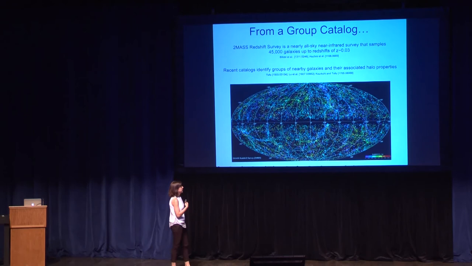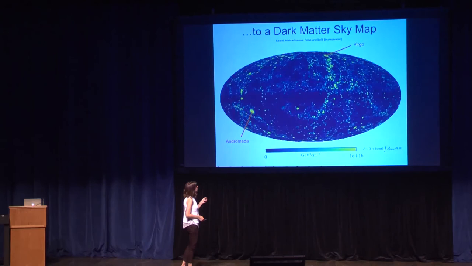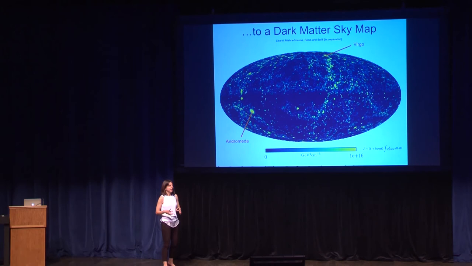So starting from this and using these group catalogs that bunch this up into the relevant galaxy groups, we can then build a dark matter sky map, which tells us where on the sky we'd expect the dark matter signal to be brightest. I really like this picture because in the perfect world where all of our galaxies were just lit up with dark matter, this is what it would look like.